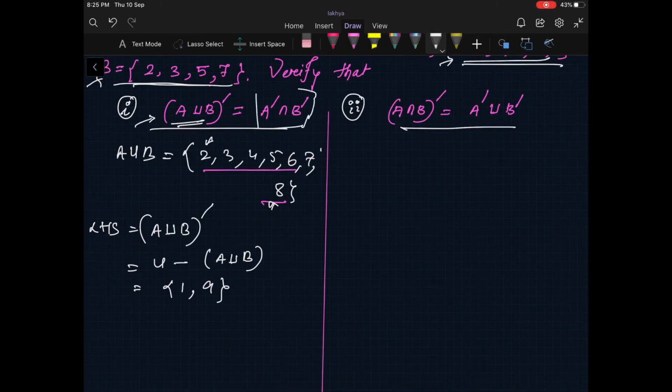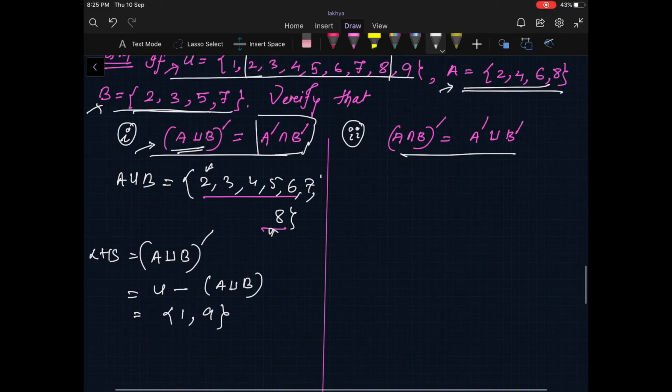Now let us find A complement and B complement, then we can find the right hand side. How to find the A complement? Let's find the A complement first. A complement is the universal set minus set A.